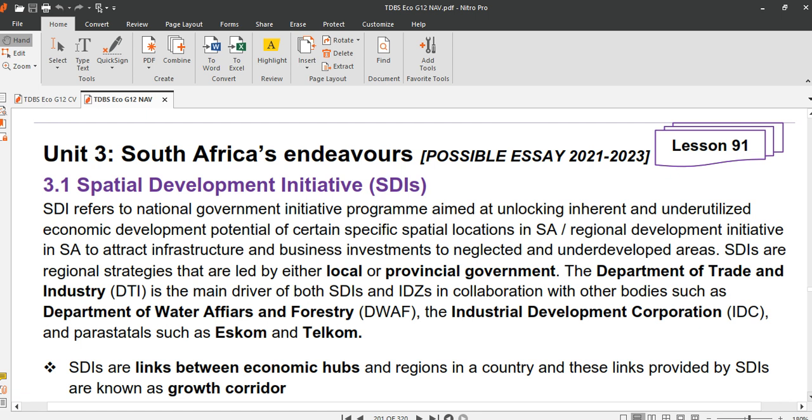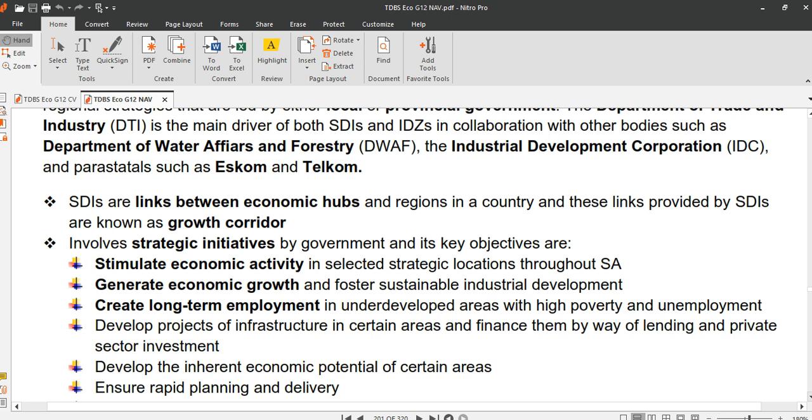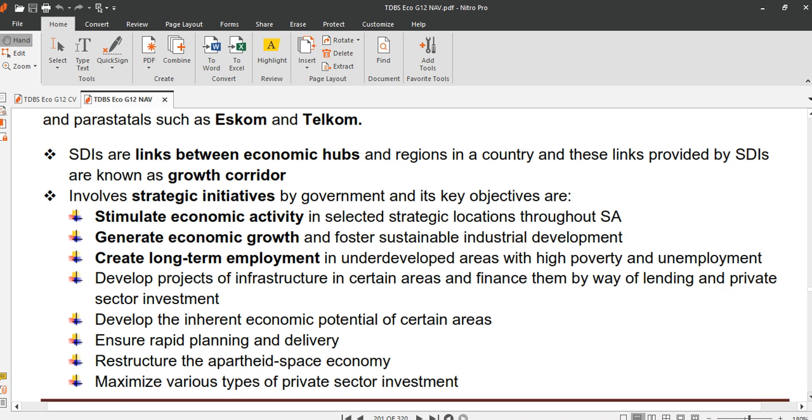The Department of Trade and Industry, DTI, is the main driver of both SDIs and IDZs in collaboration with other bodies such as the Department of Water Affairs and Forestry, DWAF, the Industrial Development Corporation, IDC, and parastatals such as Eskom and Telkom. SDIs are links between economic hubs and regions in a country, and these links provided by SDIs are known as growth corridors. They involve strategic initiatives by government, and its key objectives are as follows.